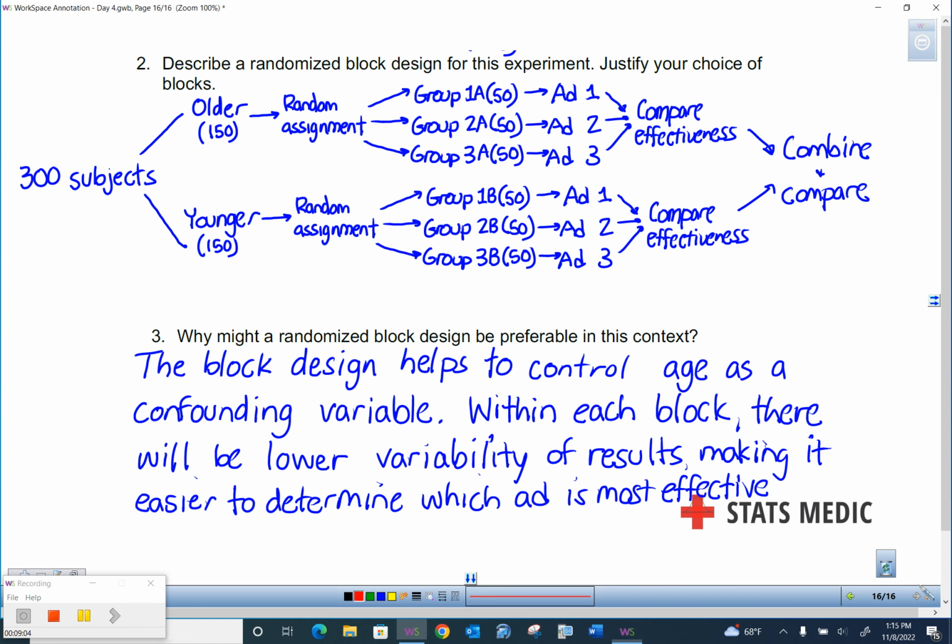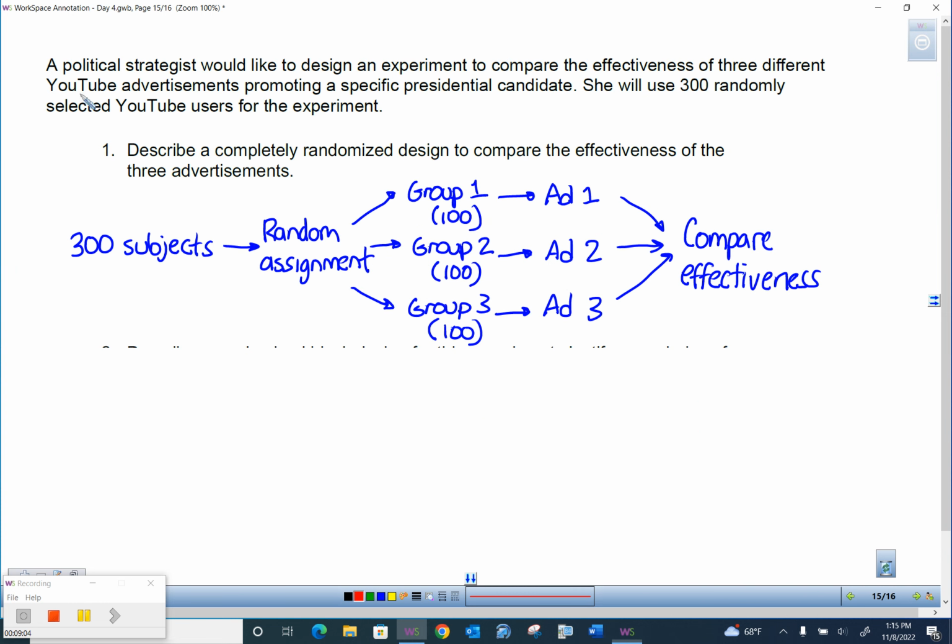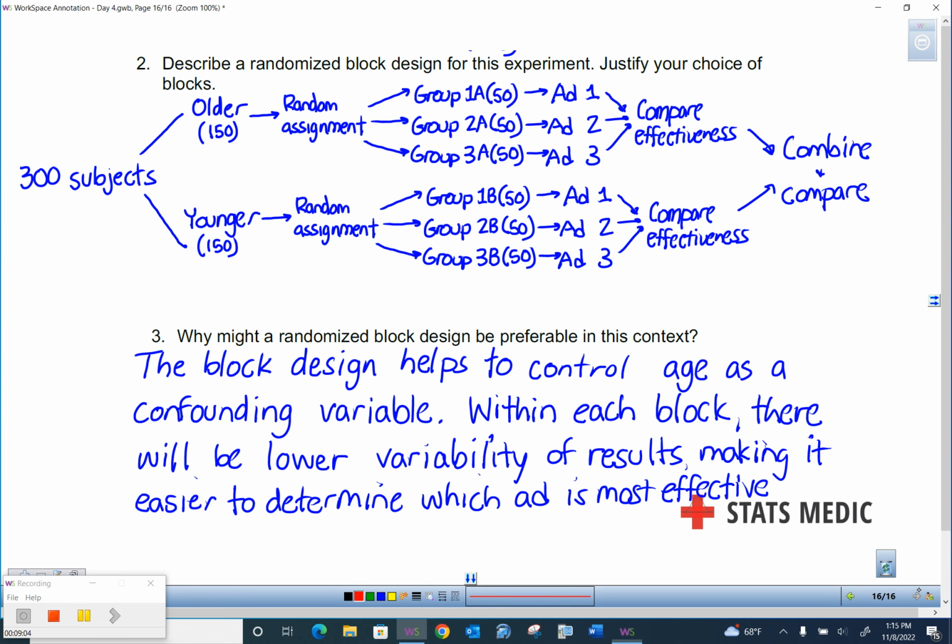Okay. The next one was more complicated because with a randomized block, we have to split up into each of them. So for this one, we split them up by age. That might be appropriate when we're talking about YouTube advertisements. Older generation may react differently than younger. You may have chosen another block. You were just supposed to justify why you chose the split that you did.